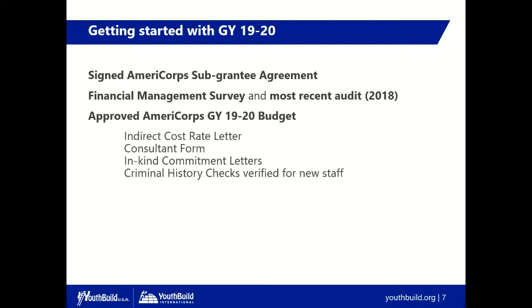And there are always a few miscellaneous things that can go along with AmeriCorps budgets, including an indirect cost rate letter if you have a federally approved indirect cost rate, a consultant form if you have any consultants in your budget, and in-kind commitment letters for any in-kind sources of match that are in your budget. Those in-kind commitment letters verify that those funds or resources will be provided throughout the grant year. And criminal history checks verified for new staff.